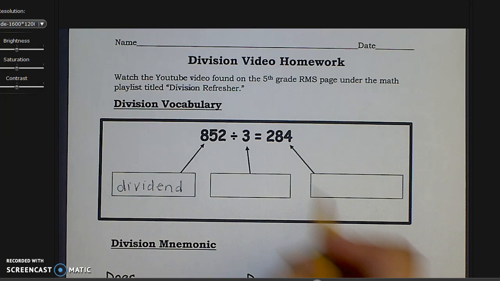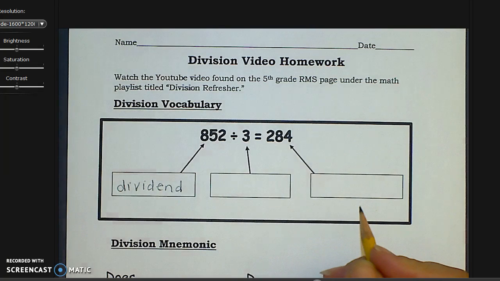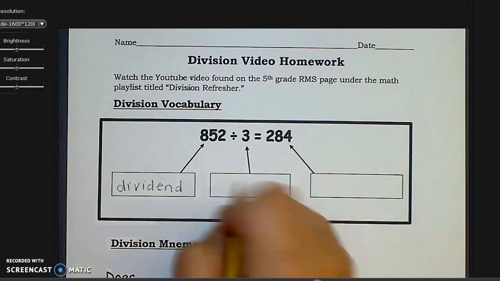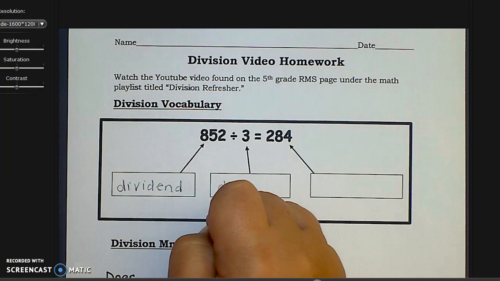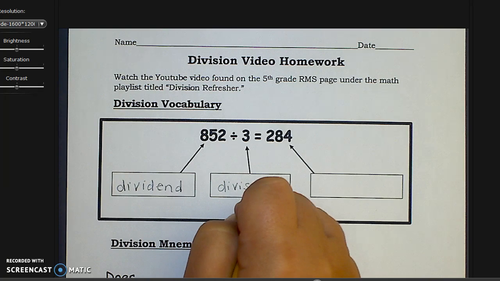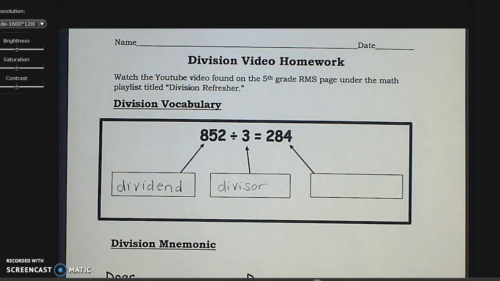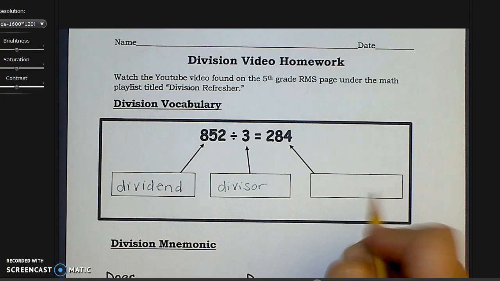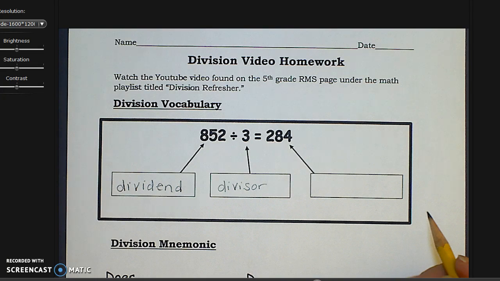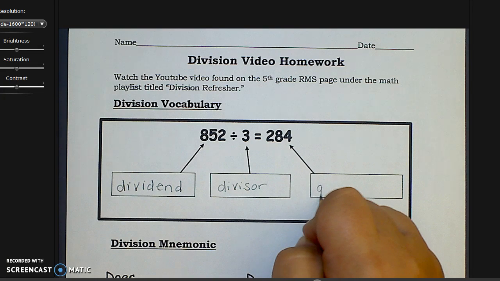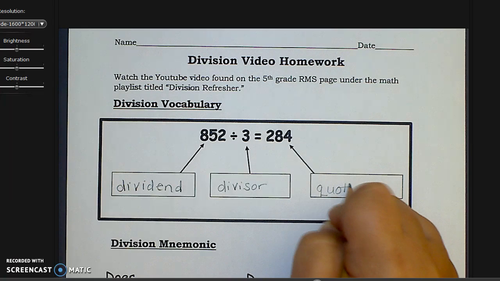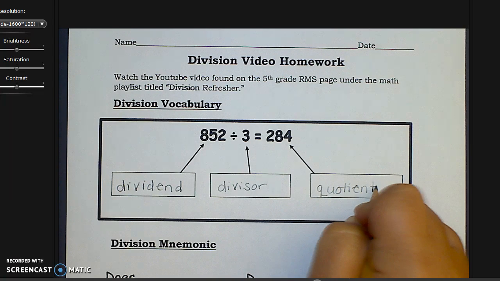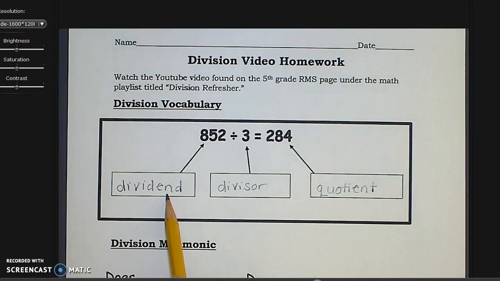The number we are dividing by is 3, and that is called the divisor. Please copy the word divisor into this box. And the number that you get in the answer in the end is called the quotient. So please copy the word quotient into this box. So again, when you're dividing the dividend by the divisor, you're getting the answer or the quotient.